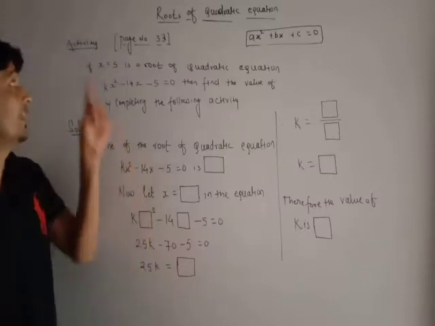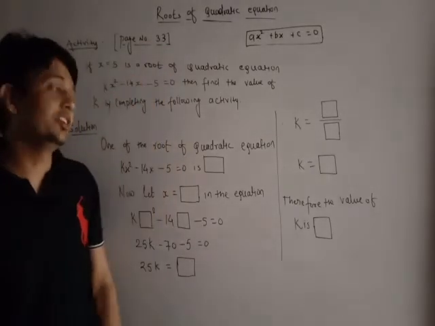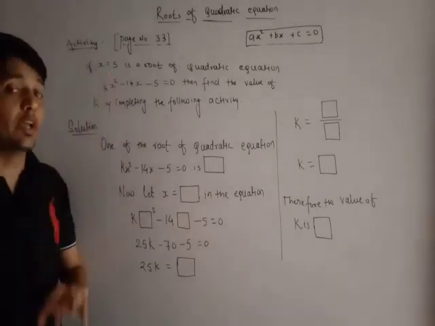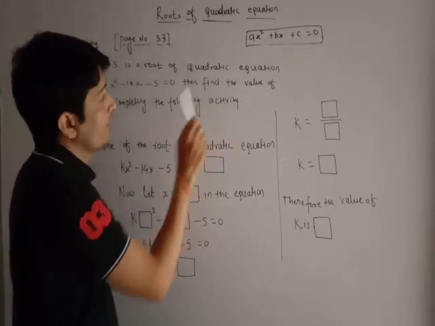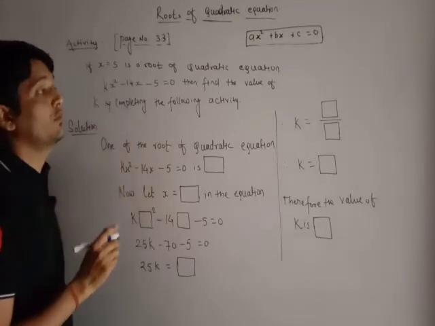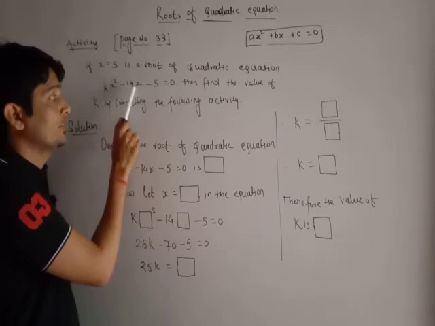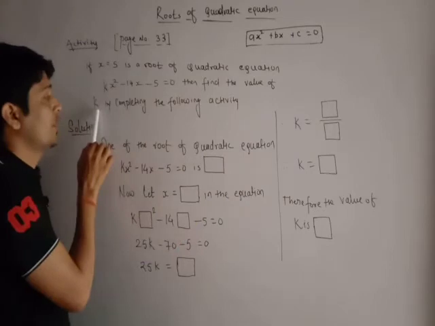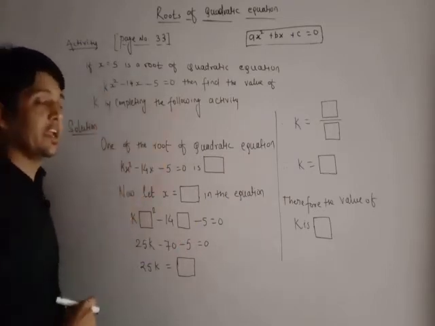Now we will solve the activity which is given in your textbook page number 33. Here it is given that x equals to 5 is the root of the quadratic equation, and the equation is kx square minus 14x minus 5 equals to 0. Then find the value of k. The value of k we have to calculate by completing the following activity.